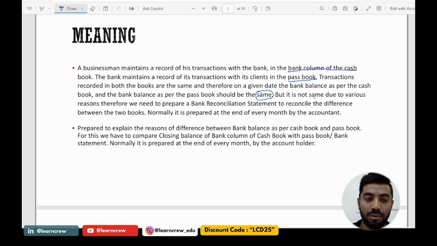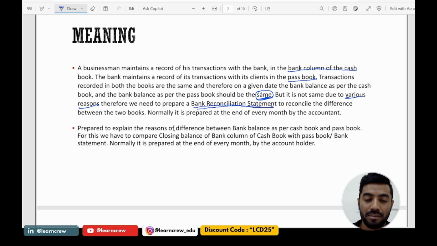But it is not the same due to various reasons. Therefore, we need to prepare the bank reconciliation statement to reconcile the difference between the two books. Normally, it is prepared at the end of every month. At a given point of time, the bank balance as per the passbook and the cash book has to be the same, but it won't be the same due to various reasons. That is why we are preparing the bank reconciliation statement.